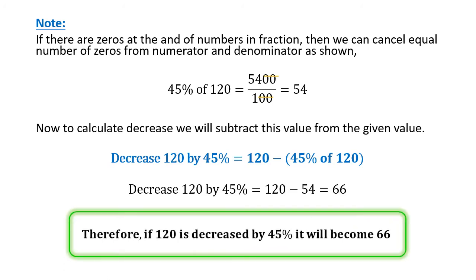If there are zeros at the end of numbers in a fraction, then we can cancel an equal number of zeros from the numerator and denominator as shown. After simplification we have 45% of 120, that is 54. Now to calculate the decrease we will subtract this value from the given value, as shown in steps. Therefore, if 120 is decreased by 45% it will become 66.